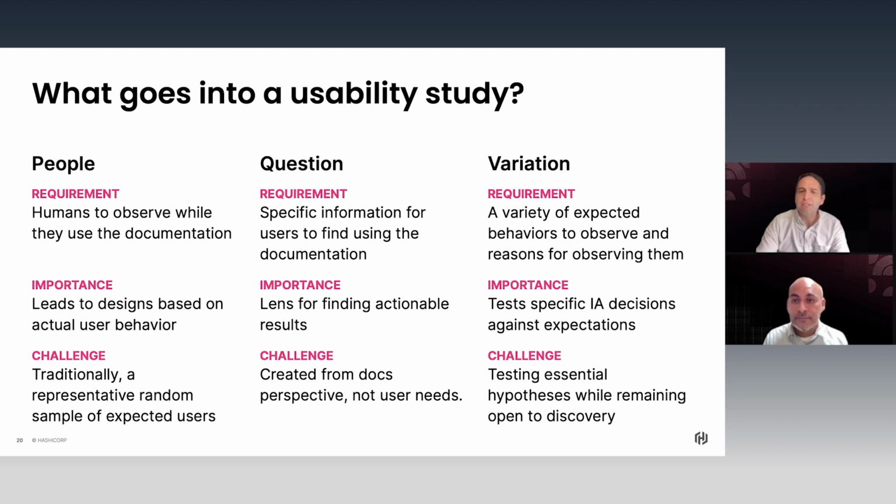Running a usability study on your docs, at its most basic level, requires only 3 things: people to use your docs who you can observe, questions that participants use the docs to answer, and hypotheses with variation between them.